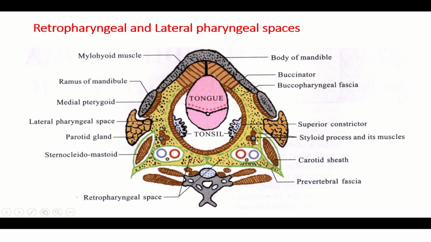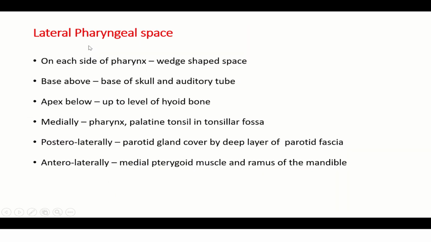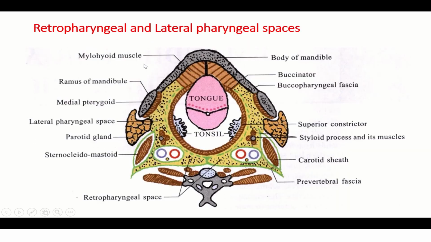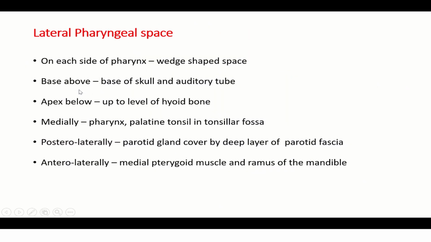You can see here, this particular area is the lateral pharyngeal space. On each side of the pharynx, you can see the lateral pharyngeal space. It is a wedge-shaped space. The base is above, close to the base of the skull and auditory tube. The apex is below, up to the level of the hyoid bone.